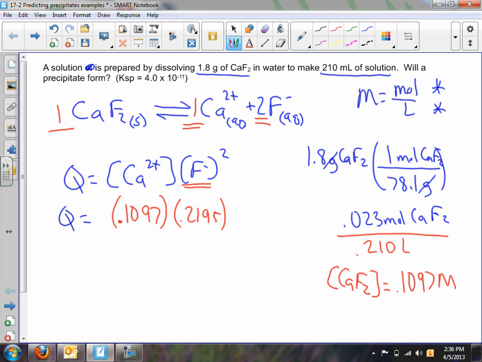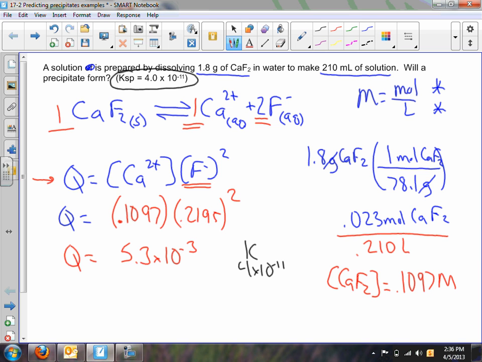What do you have to do with that number? You have to square it, because that's what the equation right here says to do. It says take whatever your calcium is times the fluoride and square it. When you multiply that all together, I believe you get 5.3 times 10 to the negative 3 for the Q value. If we look up here, they tell us that the K value is 4 times 10 to the negative 11.